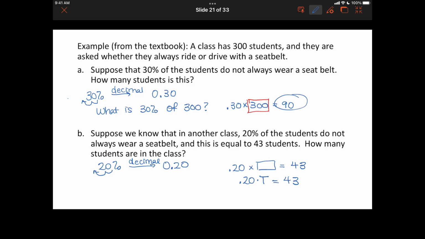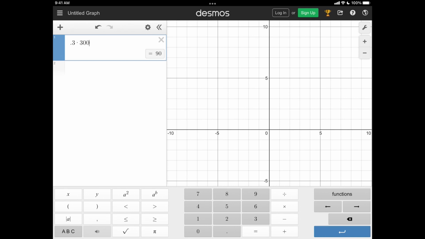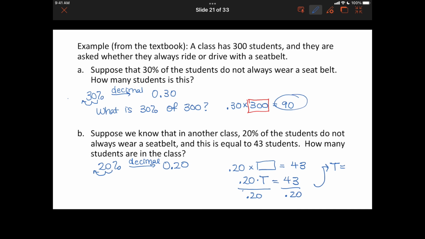Well, how do I solve for T? I'm going to divide both sides by 0.2. Okay, so I need 43 divided by 0.2. I'm going to go to Desmos to do that. I'm going to go 43 divided by 0.2. I get 215. So there were a total of 215 students in that class.